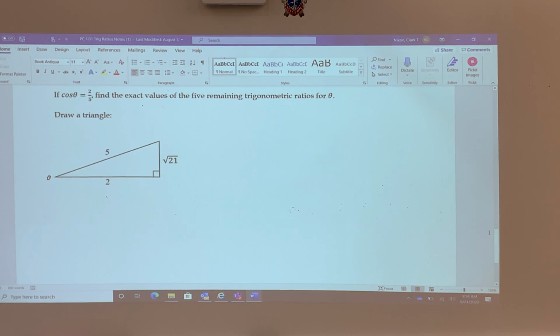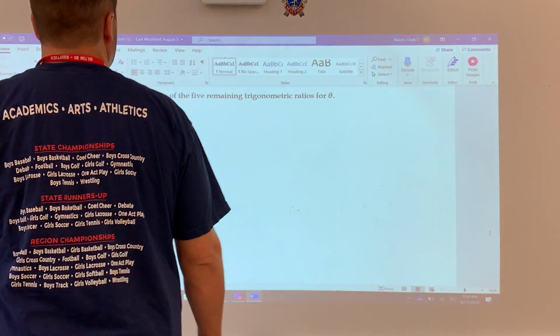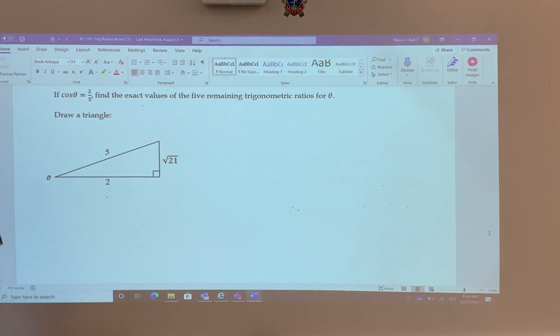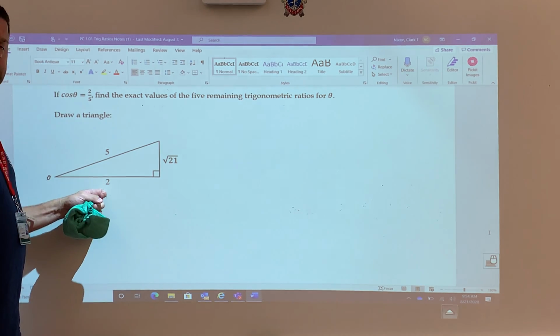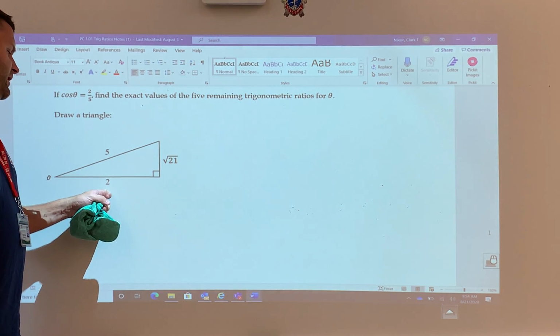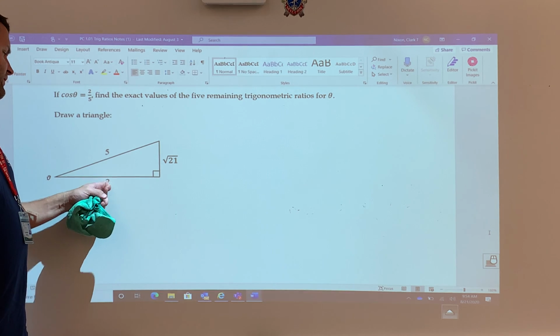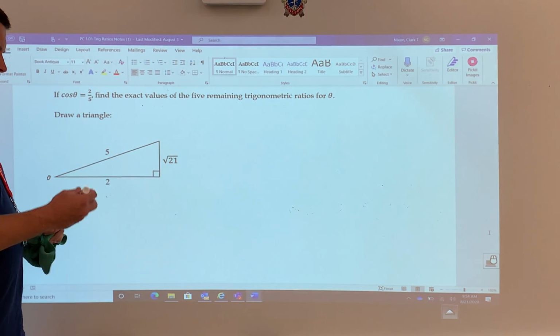All right, so I've already drawn the triangle for you, okay? If cosine of theta is equal to 2 over 5, find the exact values of the 5 remaining trigonometric ratios for theta, okay? So I already drew the triangle for you guys, and I found all the sides. So we've got 2, square root of 21, and we've got 5.